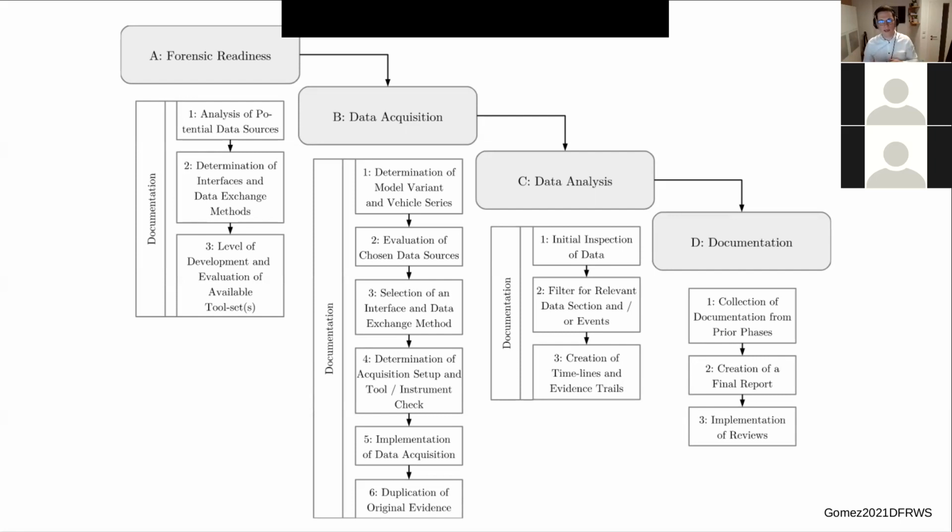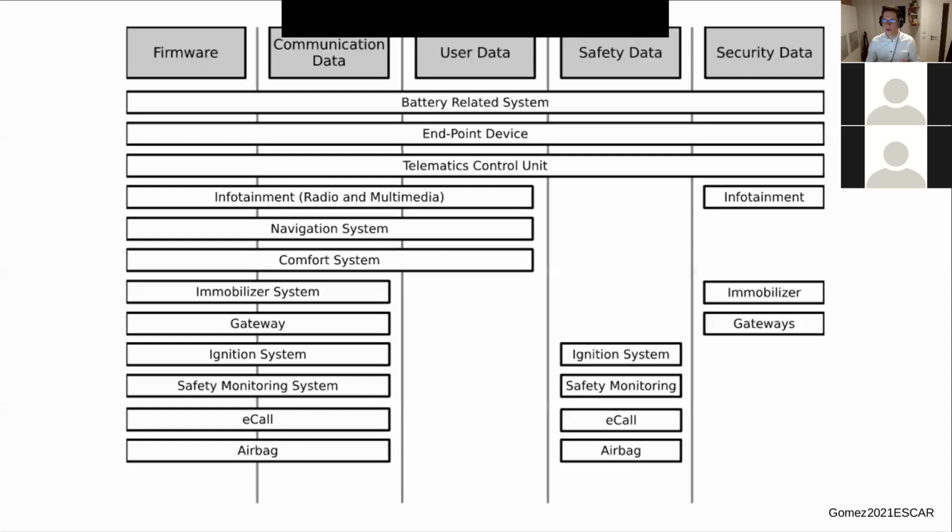And we already can see here in the forensic readiness phase, we actually need to look at where is relevant information stored, right? So at the beginning, I showed some components in the automotive fundamentals, so battery-rated systems, endpoint devices, telematics control unit, and so on. And it's basically pretty straightforward to define data classes. Those are firmware, communication data, user data, safety data, and security data, and map them where are they located at, or where do we suspect this data to be located at.